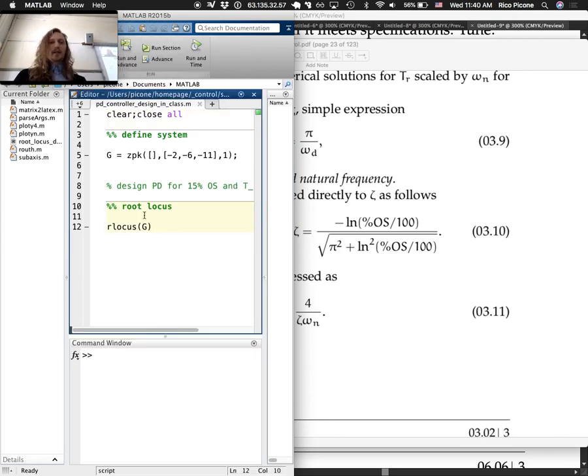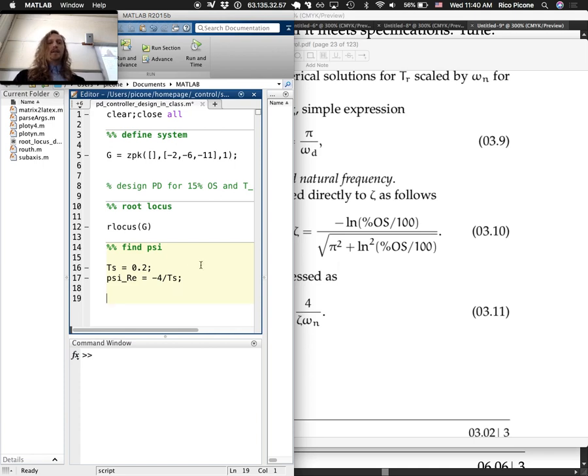So we'll look at the root locus in a minute, but let's find psi. So we know that psi real is equal to 4 divided by ts. Our ts requirement was 0.2, and negative. And that was the one we just did by hand.